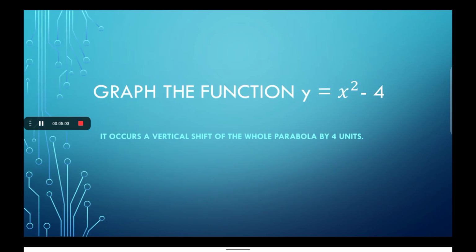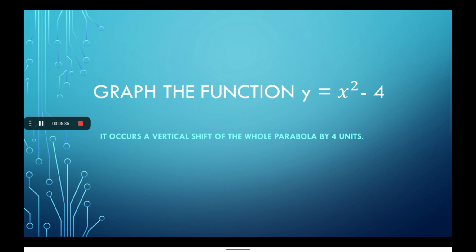Okay, graph the function y equals x square minus 4. Here is one function, that is f of x. f of x equal to y, right? Here that is y equals x square minus 4. We know that the graph of the x square quadratic function is a parabola, right? I already explained in the previous videos about transformations of functions. We use transformations of functions here.